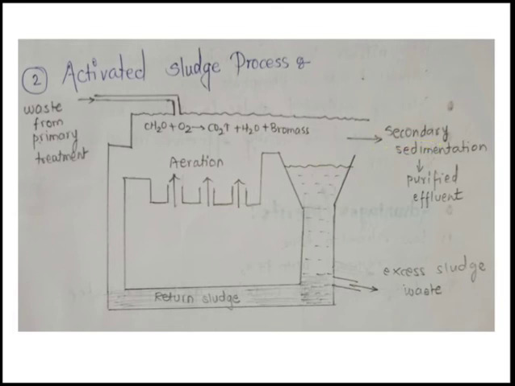There the secondary sedimentation can be done, the sludge can be removed, and this water can be purified. Then chlorination can be done, and then this water is ready to use. So this is the activated sludge process.